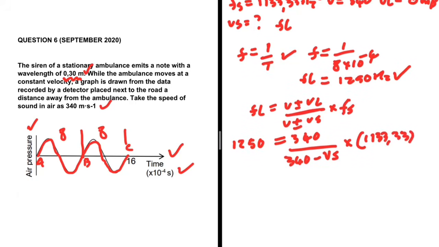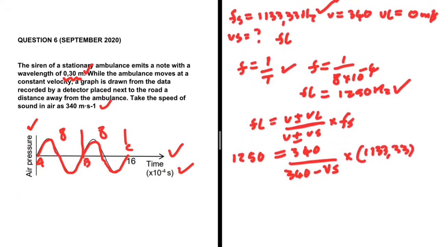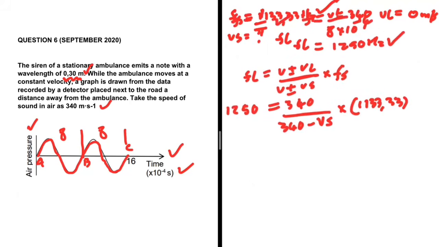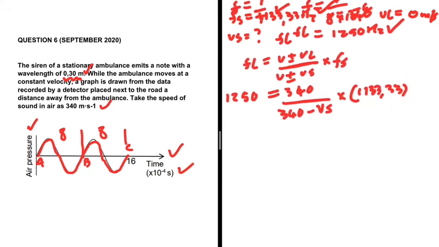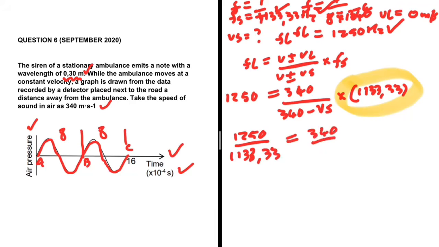1133.33. So right, you can see now that we have solved the problem, as far as the physics is concerned. Now it's just a matter of solving the mathematics behind it. I'm doing that because I'm running out of space. So let's go ahead and divide both sides by this number. If we do that, we're going to have 1250 divided by 1133.33 being equal to 340 divided by 340 minus VS.